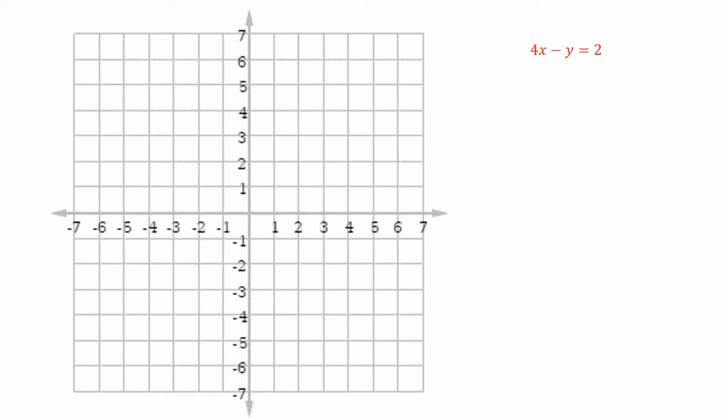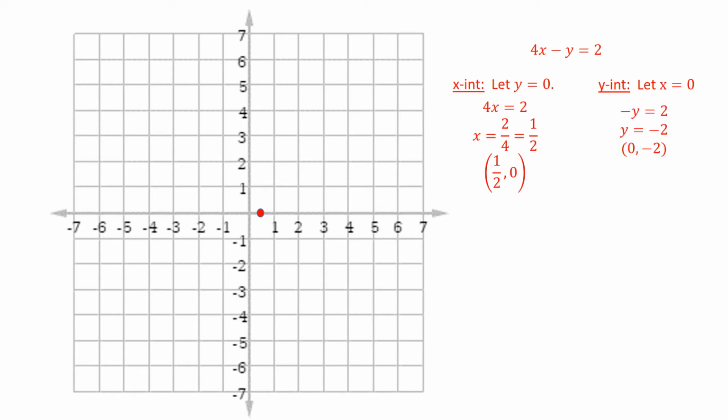So for 4x minus y equals 2, to find the x-intercept, that's where you cross the x-axis. That means that y is 0. So we get 4x equals 2, so x ends up being 2/4 or 1/2. So (1/2, 0) is an ordered pair on our graph. The y-intercept is where the line crosses the y-axis, so x is 0. So we have negative y equals 2, so y is negative 2. So (0, -2) is another point, and 2 points make up the line.